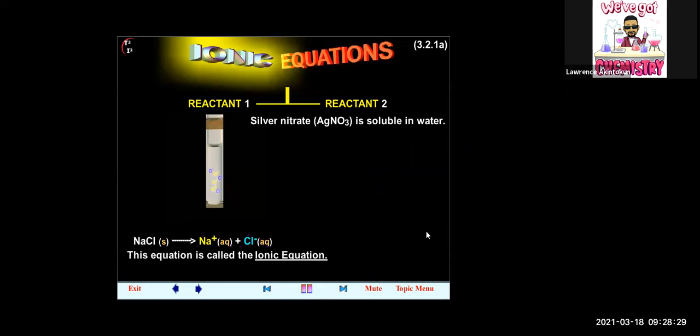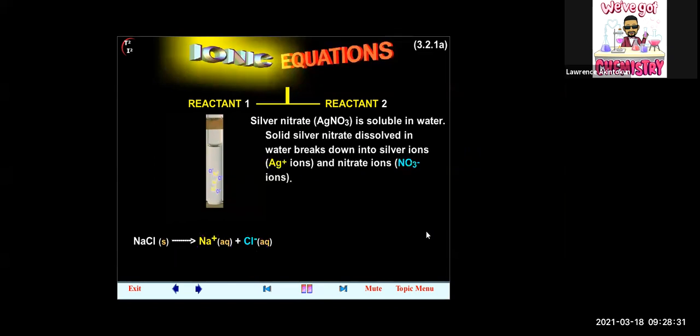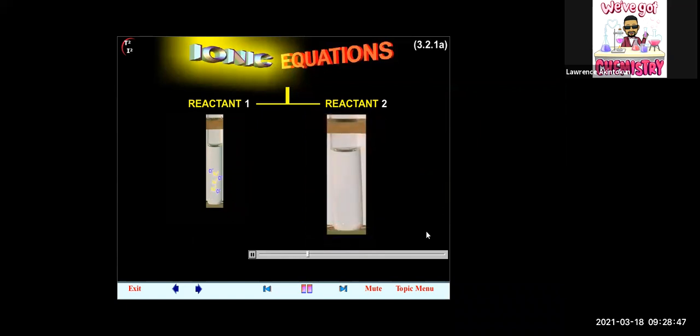Silver nitrate is soluble in water. Solid silver nitrate, dissolved in water, breaks down into silver ions and nitrate ions. Here we have crystals of silver nitrate added to water, now stirred, causes dissolution of silver nitrate and the formation of silver and nitrate ions in solution.